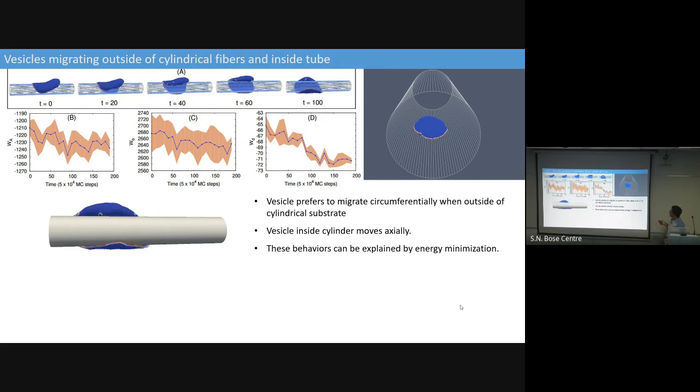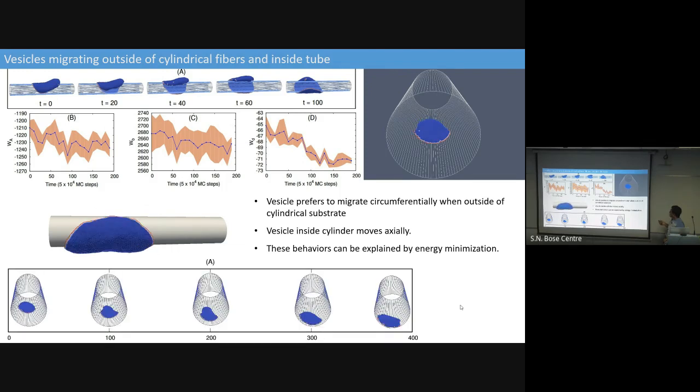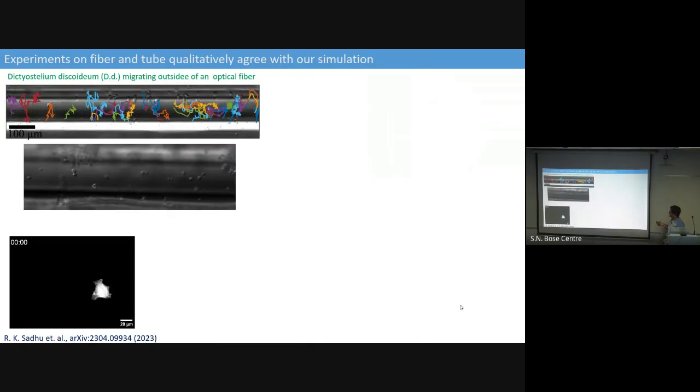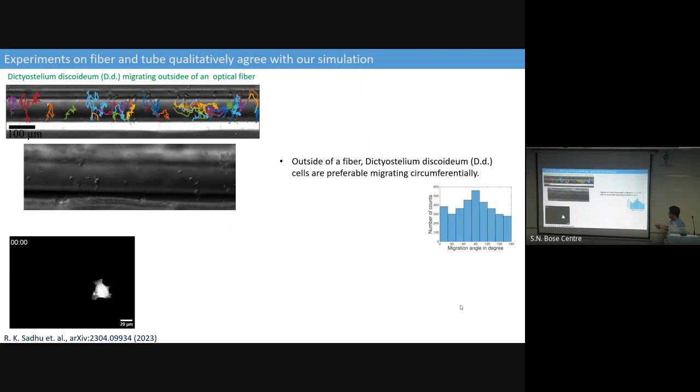Now, when the vesicle is on the minimum, it should behave in a similar way as when it is on the concave part of the sinusoidal pattern. And indeed, it prefers to go axially. There are also a few experiments where we see similar behavior, like these BB cells, this kind of cells, and they have some preference to move circumferentially. If we plot this distribution, close to 90 degrees there is a maximum. So they prefer to rotate circumferentially.